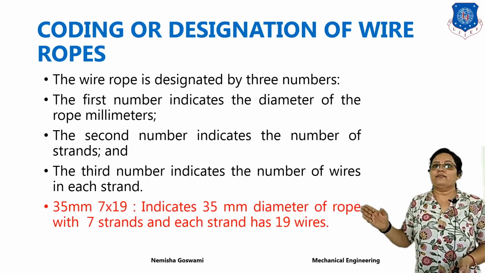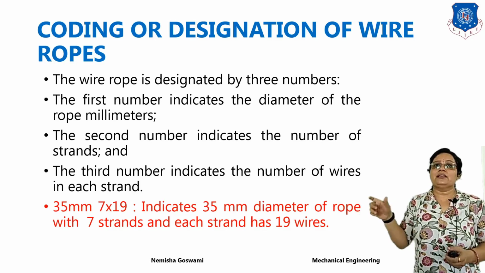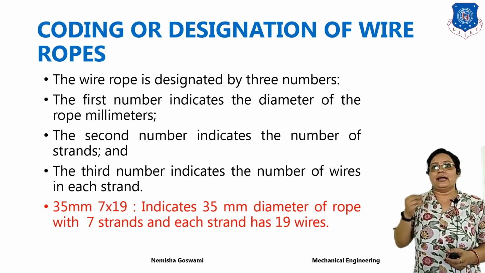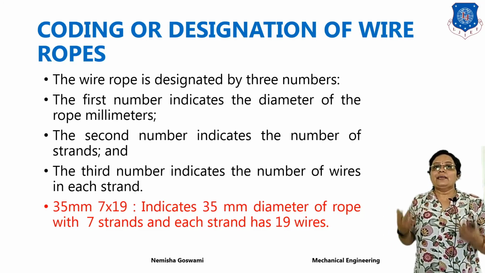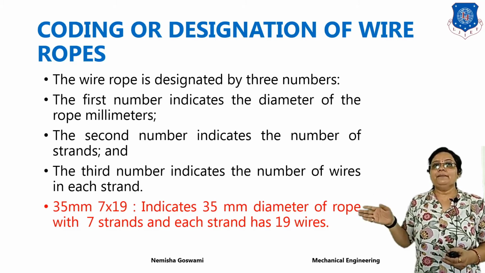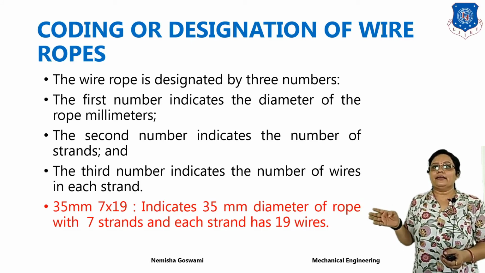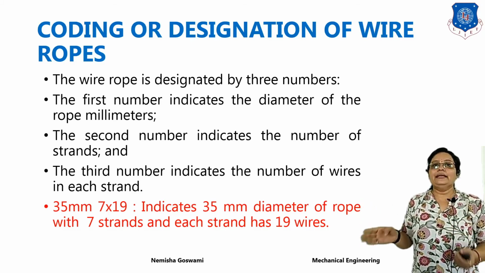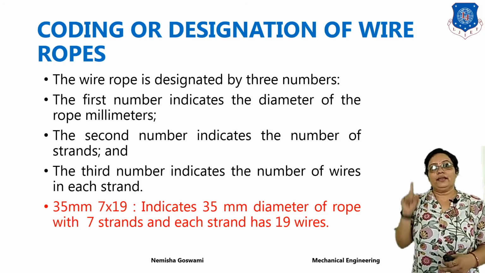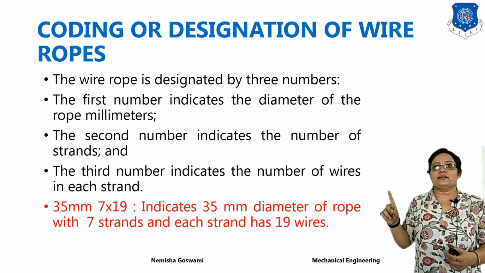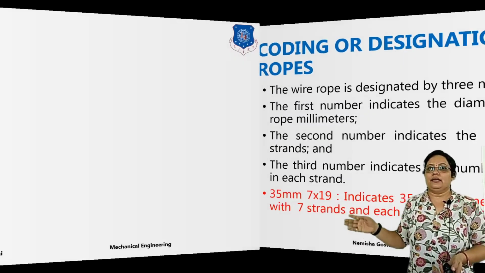Now I am taking one example, 35 mm 7 into 19. So what do all these numbers indicate? The first number indicates that 35 mm is your diameter of wire rope, right? The second number 7 indicates your number of strands, and 19 indicates your number of wires in one strand. Okay, not in 7 strands, in one strand. So 19 wires will be in the first strand, 19 wires will be in the second strand, 19 wires will be in the third strand, and so on. So this is basically the designation.